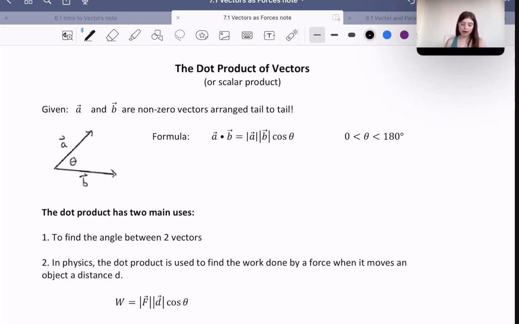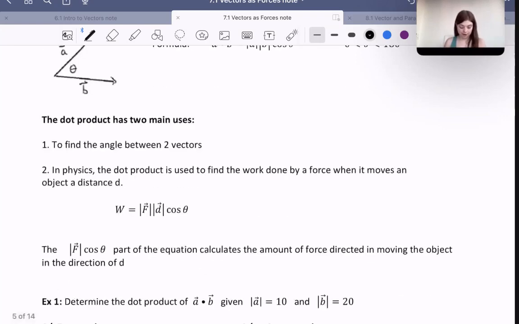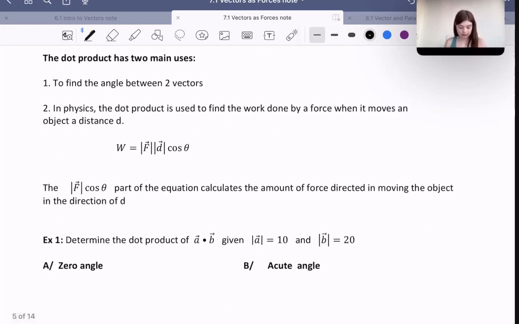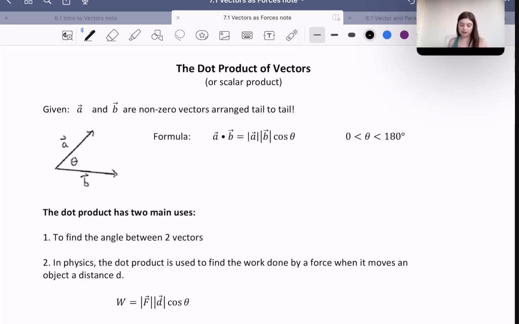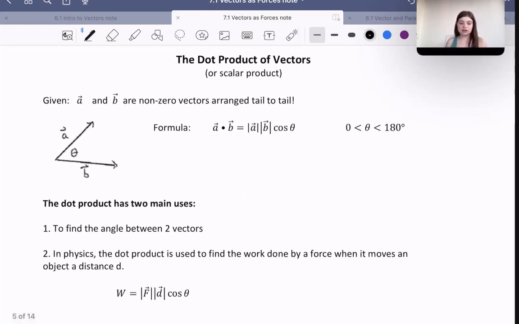So, why would we care about the dot product? Well, the dot product has two main uses. We can use the dot product to find the angle between two vectors, right? And so that's one way to do it, right? If we know A and B and their magnitudes, but we don't know the angle between them, we can use it to figure that out.